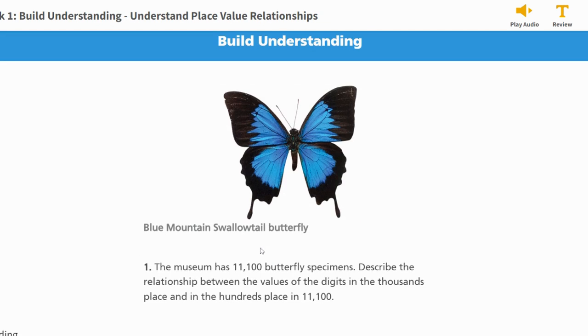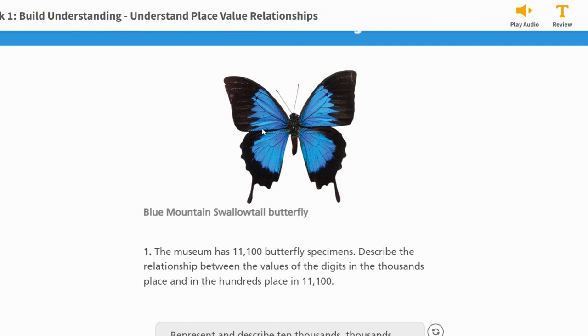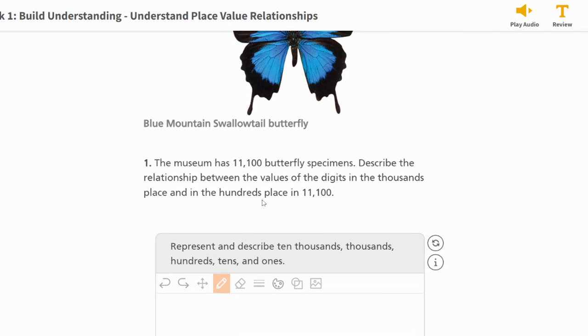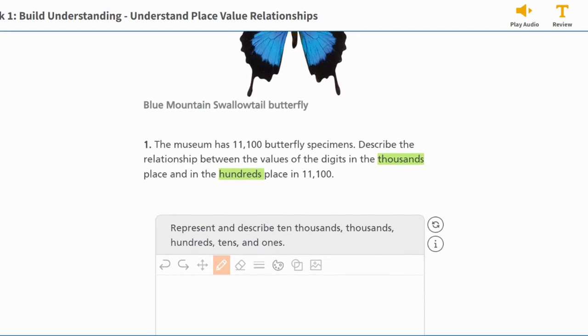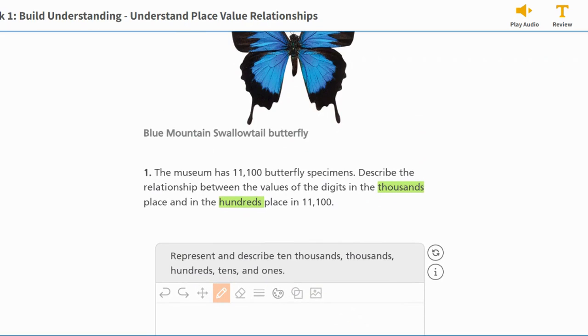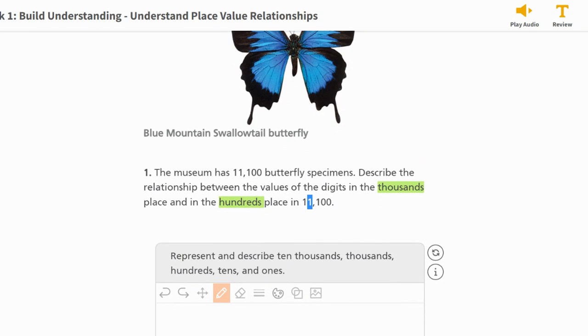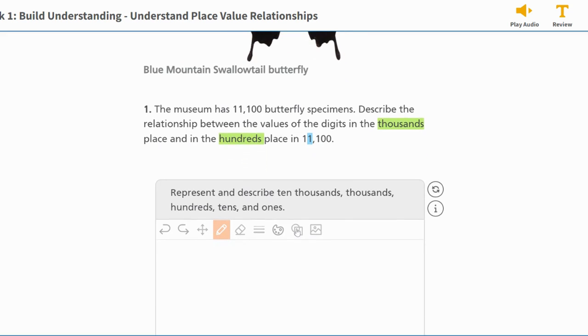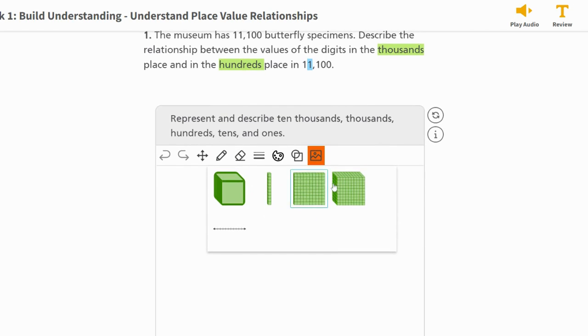Now let's look at butterfly. This is called the Blue Mountain Swallowtail butterfly. It's beautiful. The museum has 11,100 butterfly specimens. Let's look at the relationship between the values of the digits in the thousands place and the hundreds place in this number. Okay, so we have to first look at the thousands place. There's a 1 in the thousands place, right?